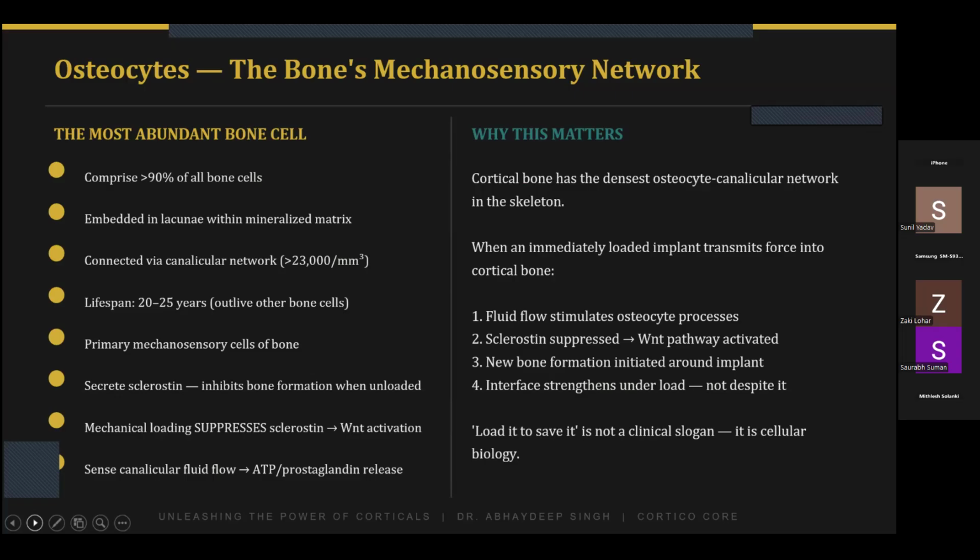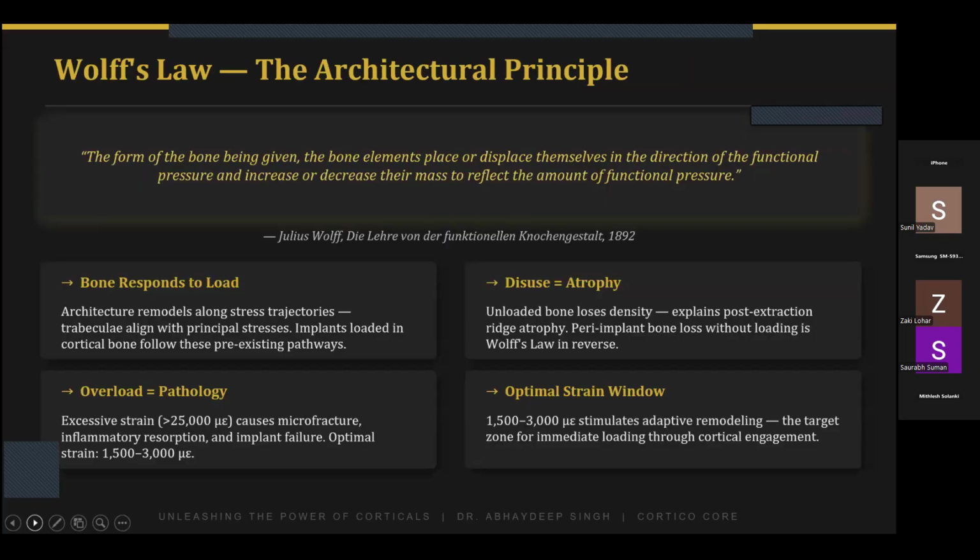Okay. Now, what is Wolff's law? I'll explain it to you in a very, very easy way. You can just take the screenshot of this and read it afterwards. Whenever there is a stimulus directed towards the corticals, they tend to react with cortical thickening. When you give pressure, when you train your corticals, it is just like your muscles.